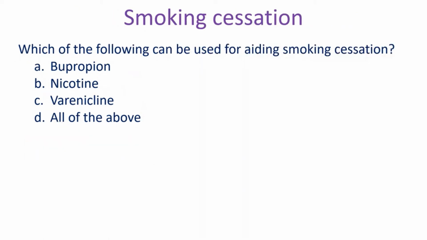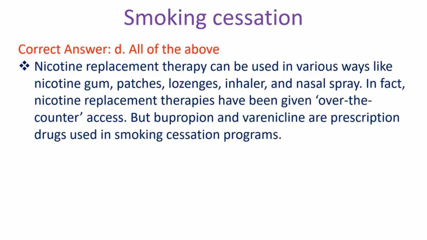Which of the following can be used for aiding smoking cessation? A. Bupropion, B. Nicotine, C. Varenicline, D. All of the above. Correct answer: D. All of the above.